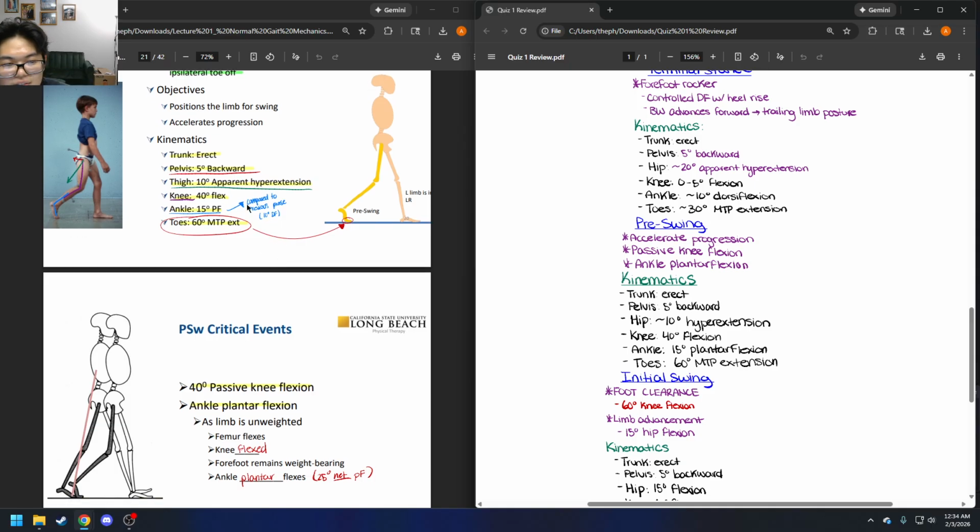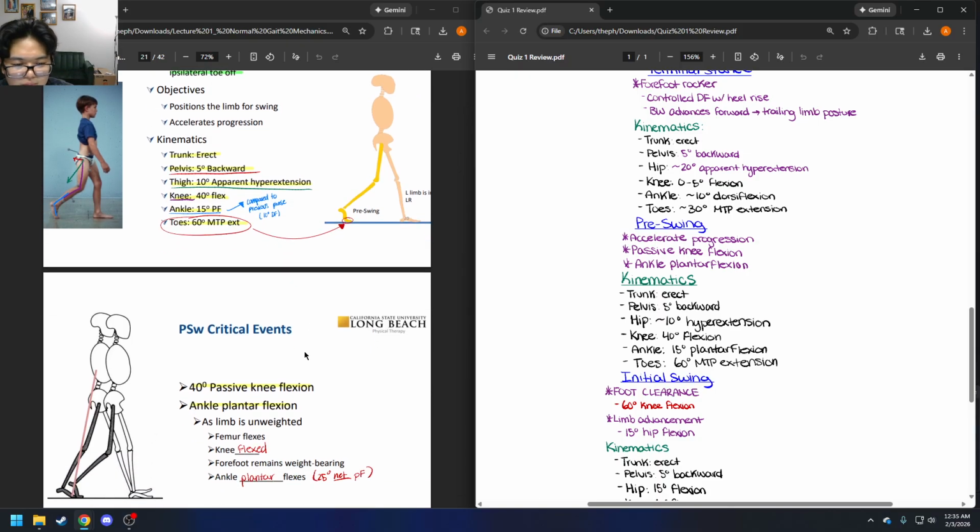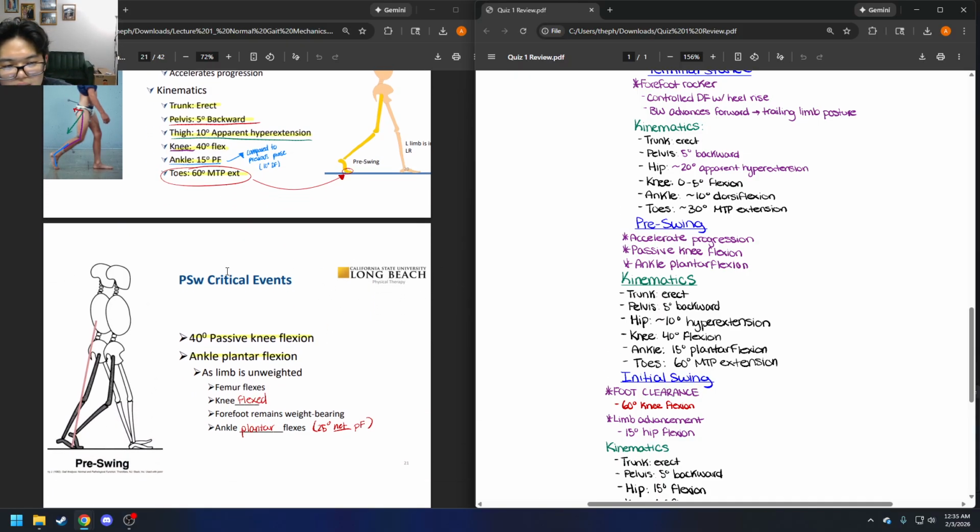You'll have passive knee flexion as well as ankle plantar flexion. You'll have a net plantar flexion going up, because this is just basically preparing your ipsilateral limb, aka your right limb, to have foot clearance for the next phase. Spoiler alert. But yes, the critical events in pre-swing will be your 40 degrees passive knee flexion and your ankle plantar flexion.